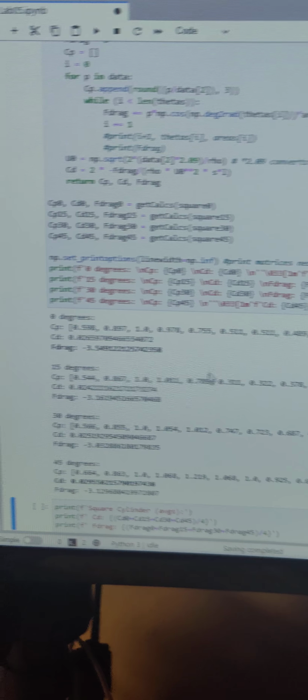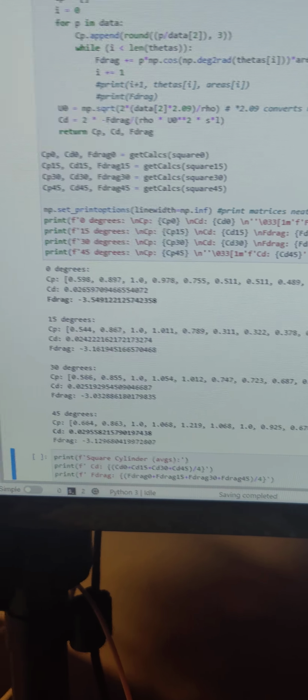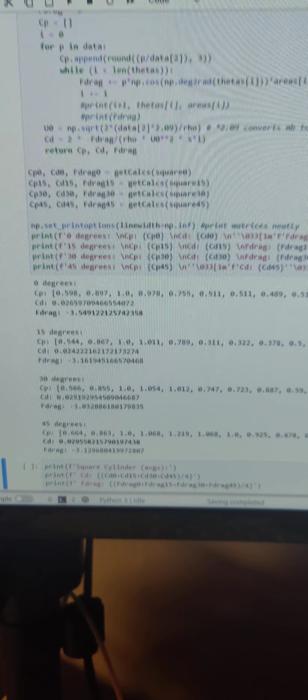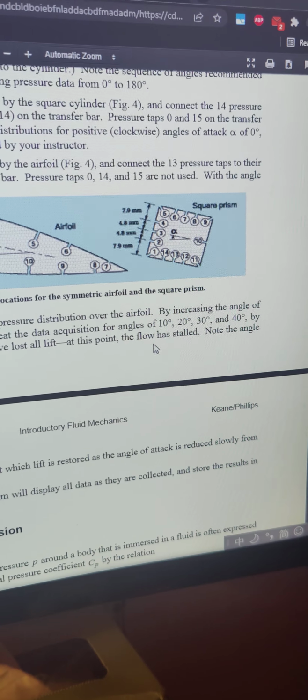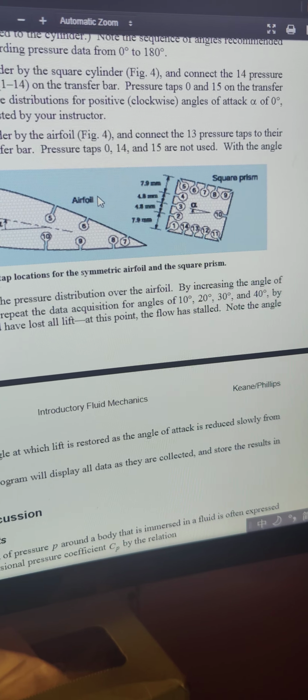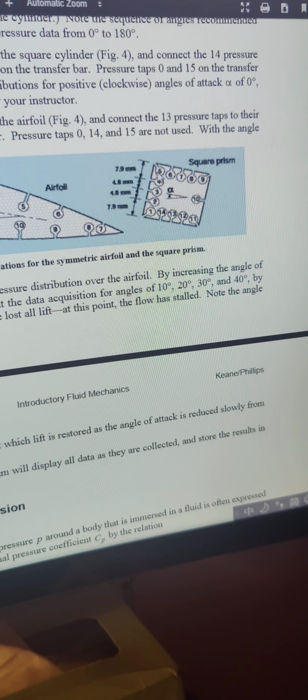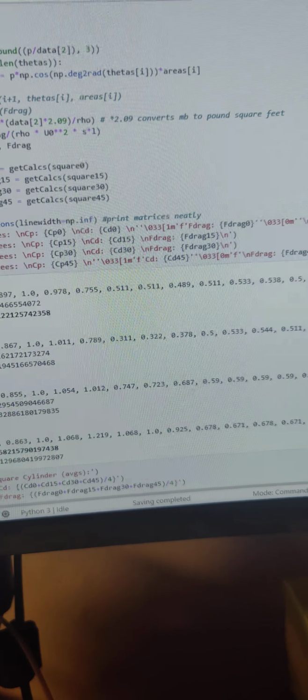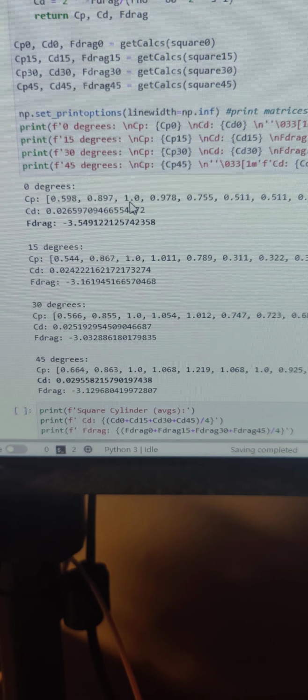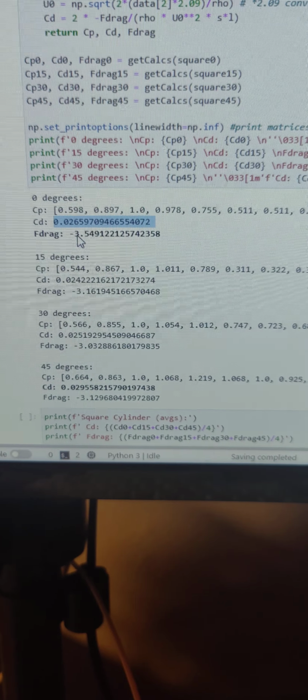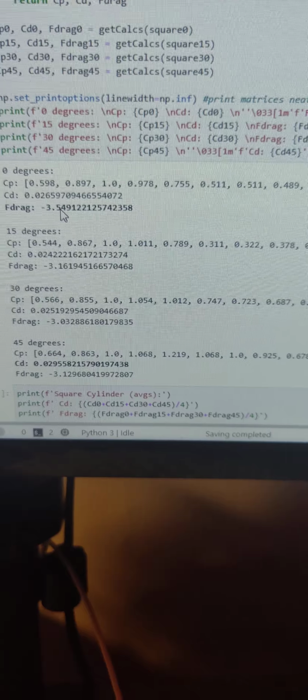Now, if we look at the square prism, we don't have as much symmetry, right? So we've got to test it from different angles. When we say 0 degrees, we're talking about the wind hitting the face directly. And when we're talking about 45 degrees, we're talking about the wind coming down right onto one of the corners. If we look at the numbers we find, they range in their coefficient of drag and their drag force.